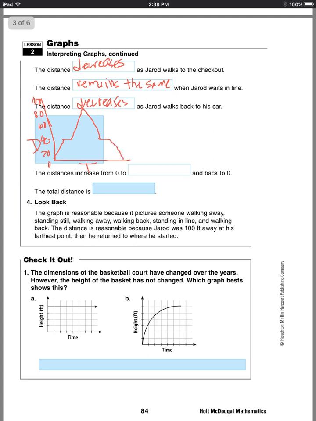So we're starting back at the 0 distance because that's 0 feet, where his car is. So the distance increased from 0 to 100, our top point was at 100, and back to 0. Okay, so the total distance was 200 feet because he went 100 feet away from his car and then 100 feet back to his car.